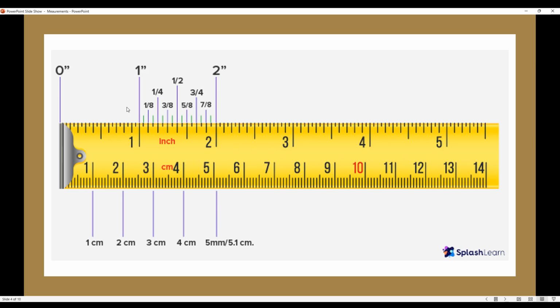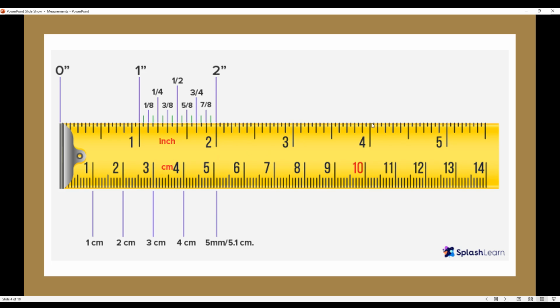Let me ask you another question. How many centimeters is 1 inch? That's correct. It's almost 2.4. 1 inch is almost 2.4 centimeters.